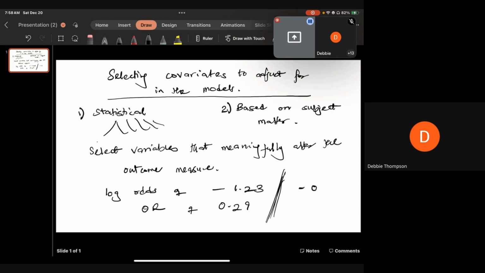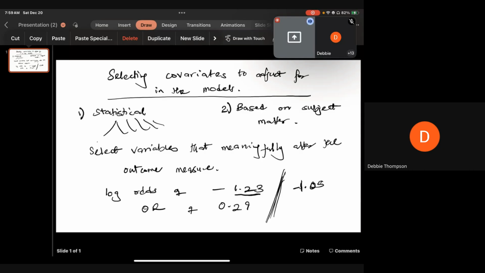So when we adjust for gender, number of children in that model, we might obtain something like, let's say, negative 1.05. So this variable is going from a very strong effect to closer to 0.